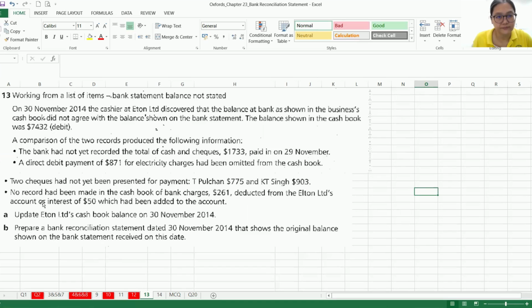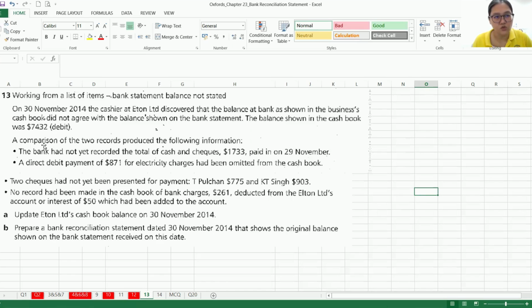Next is that no record has been made in the cash book of bank charge. This one, 260, is deducted from Eton's account, or interest of 50 has been added. So this is the income to Eton. This is the expense to Eton. So they asked us to update Eton Limited's cash book balance.